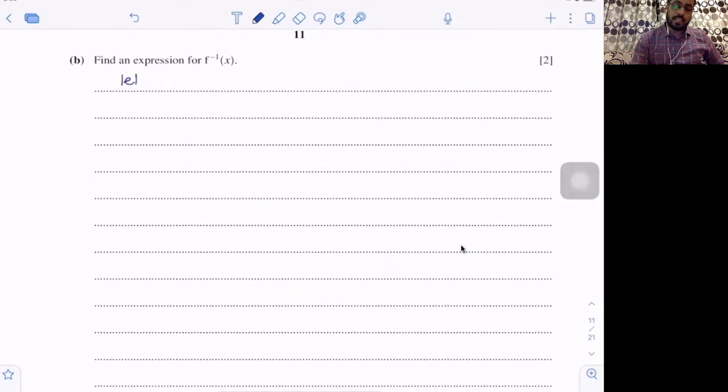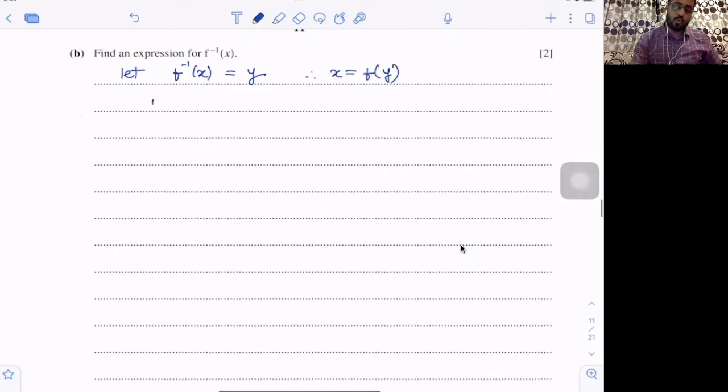So let us assume that f inverse of x is some value y. I do not know what f inverse of x is, so I'm going to assume f inverse of x as y. So therefore I can say x becomes equal to f of y, right? Now what is f of x that is given to us?